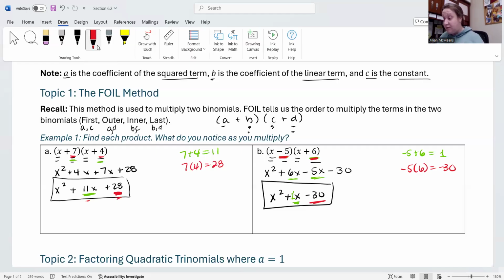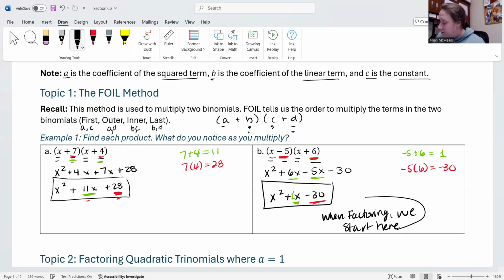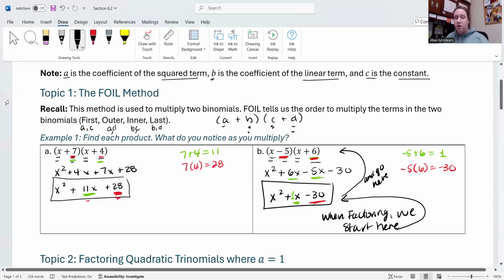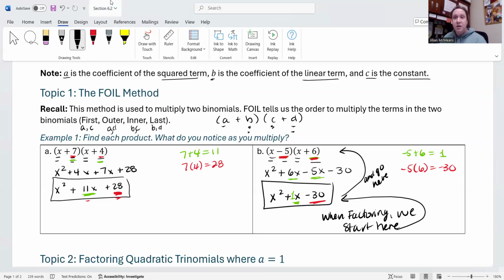So essentially, when we start factoring, let me go back to black ink. When factoring, we start here and go here. So we're just working backwards. We're basically going to be doing the FOIL method in reverse when we talk about factoring these quadratic trinomials. So make sure you're really, really good at foiling. Make sure you're really good at understanding where these coefficients of x and then the constant come from, because that's going to be a big part of what we do in the next few examples.